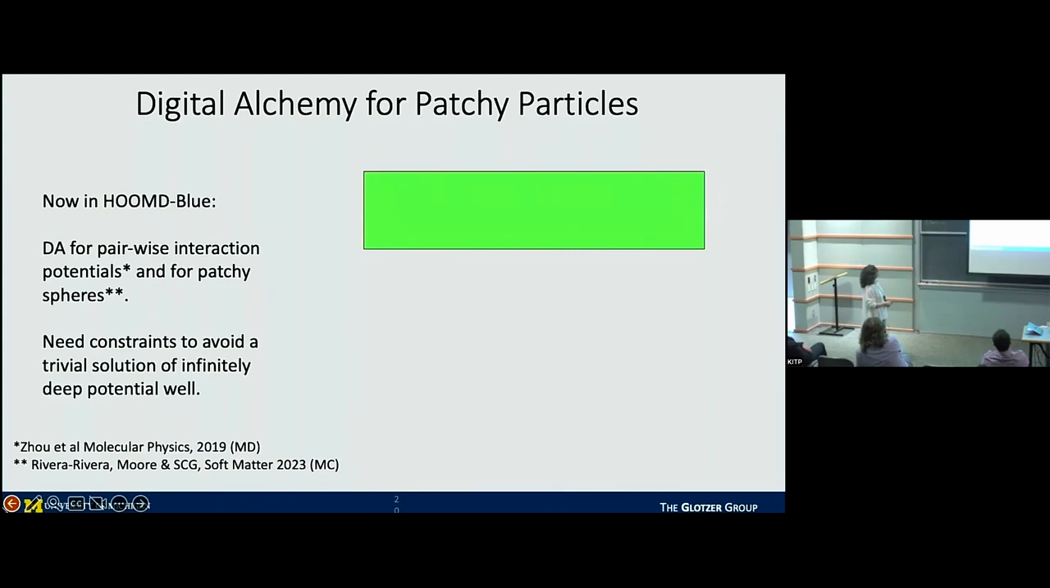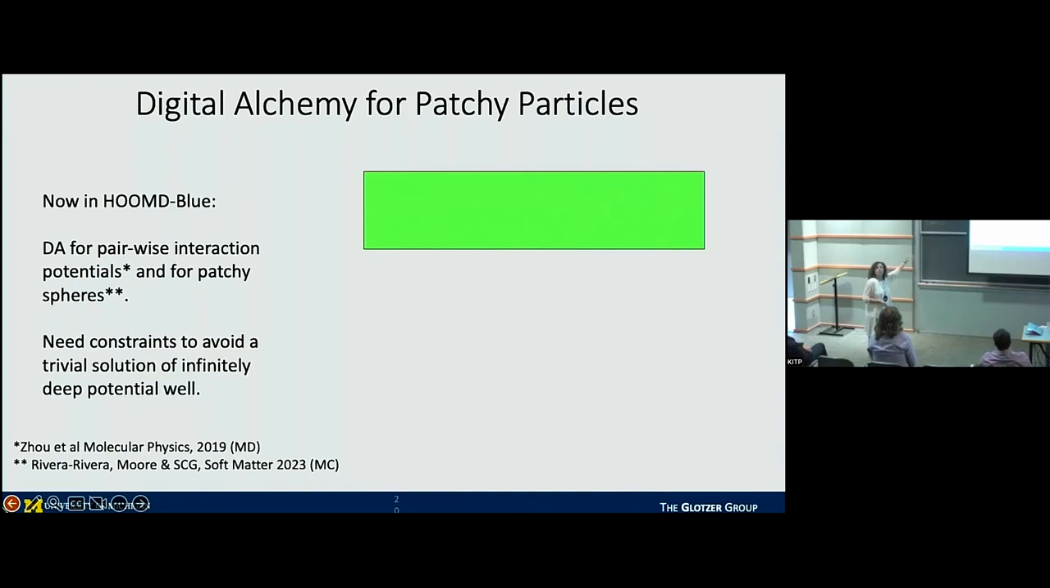And so they built in digital alchemy, not just for shapes, but for patchy interactions. Pengji Zhou, a former student working with Greg Anders, we published a couple of papers on how to do digital alchemy for pair potentials in an MD simulation, because then you have to make sure it's consistent with the Nosé-Hoover thermostat or Parrinello-Rahman barostat. So it's much more complicated to make sure you don't break detailed balance in MD, but in Monte Carlo, it's pretty trivial.